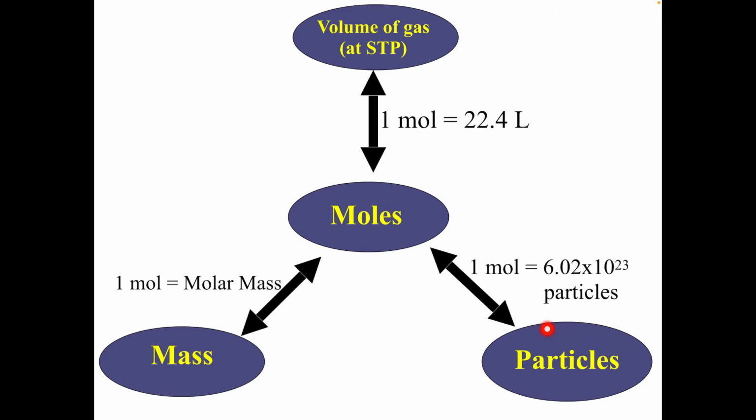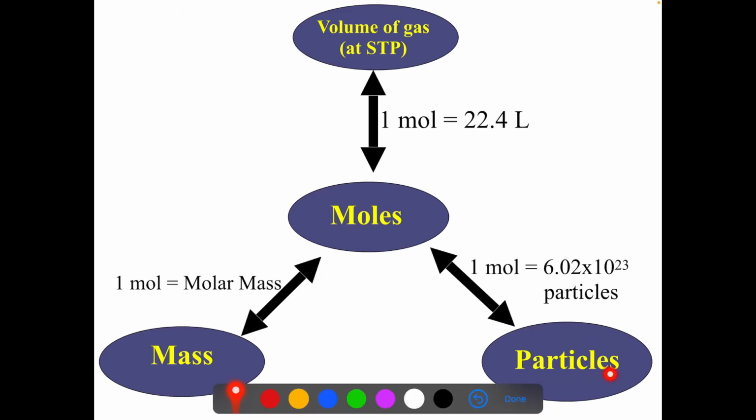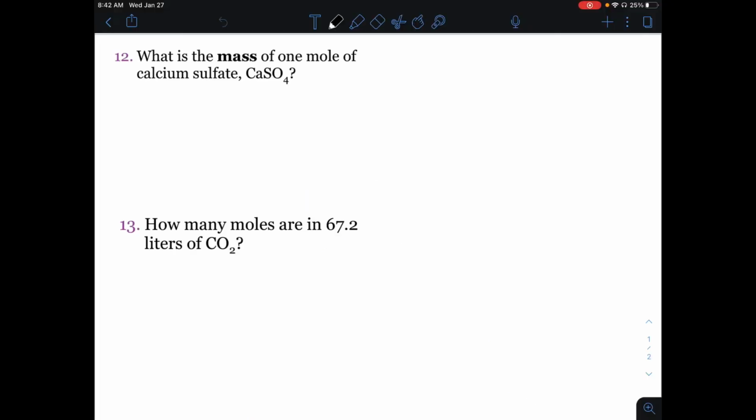Particles is just a word we use for a little tiny thing. It may be atoms, it might be molecules, it might be formula units, it really could be donuts. It doesn't matter. 1 mole equals that many particles. 1 mole at STP has a volume of 22.4 liters, and 1 mole has a mass of the molar mass from the periodic table. Examples.